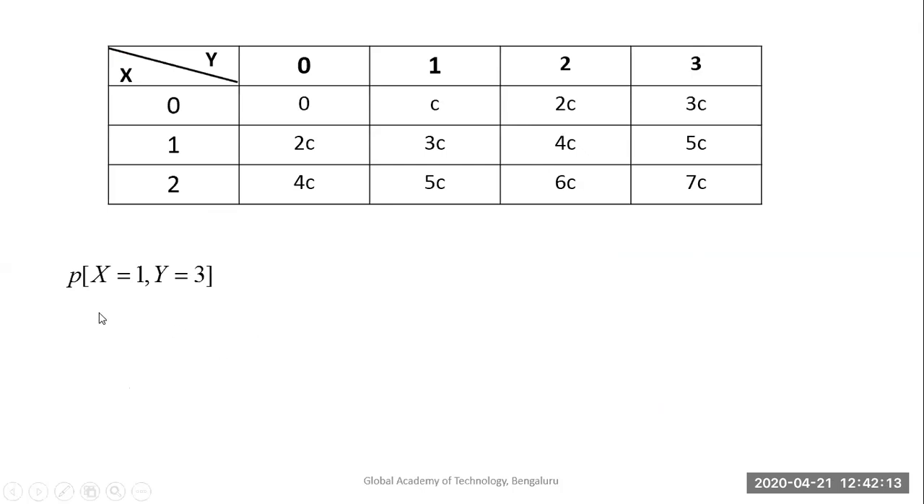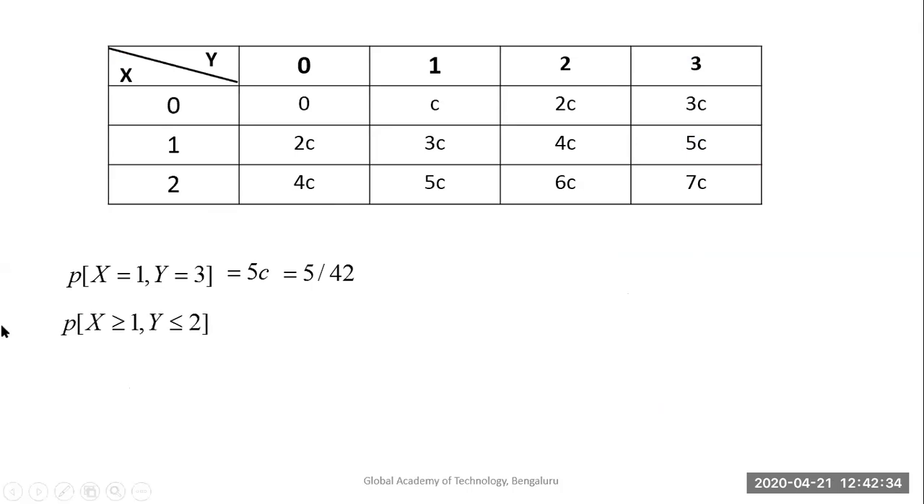Next, we want the probability that x takes the value 1 and y takes the value 3. So x is equal to 1 and y is equal to 3, which is 5c. X is equal to 1, y equal to 3. The joint probability is 5c. So c is 1 by 42. So probability is 5 by 42.